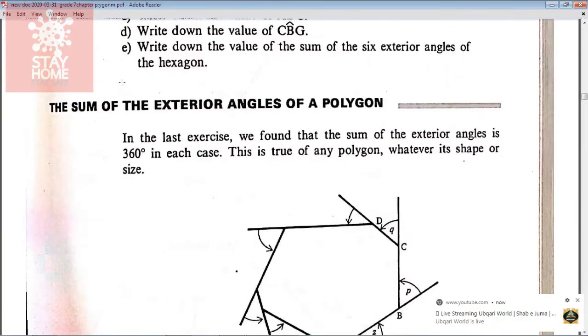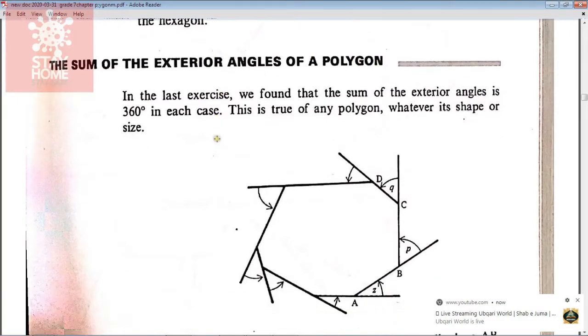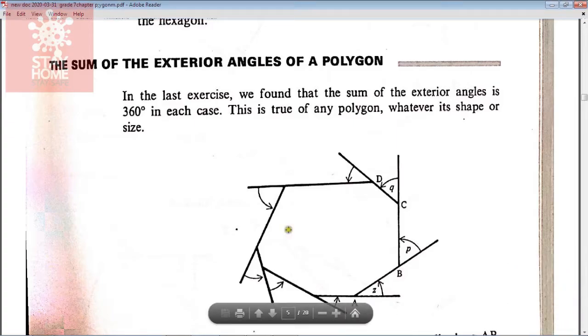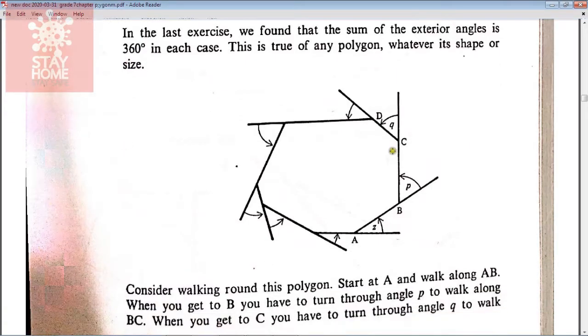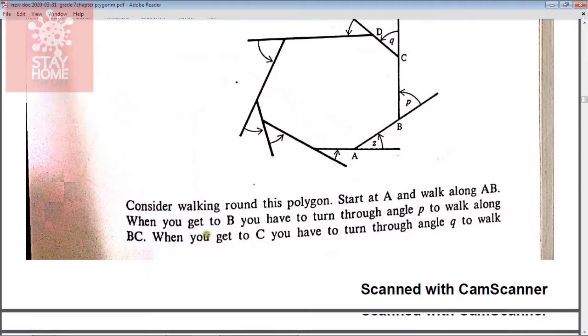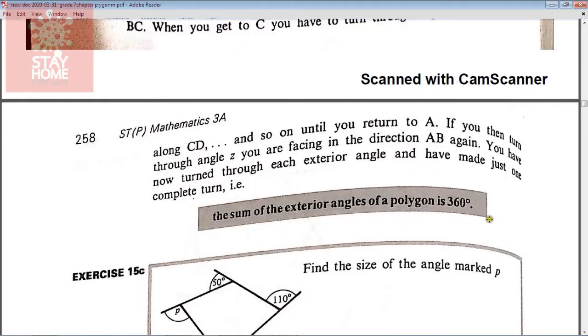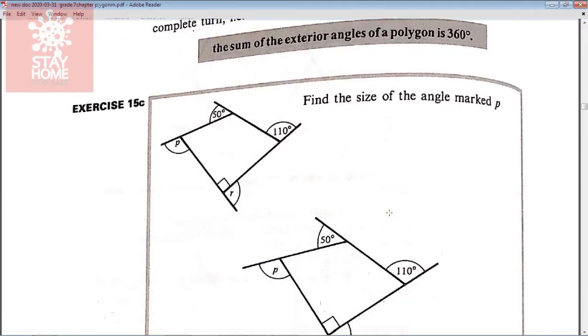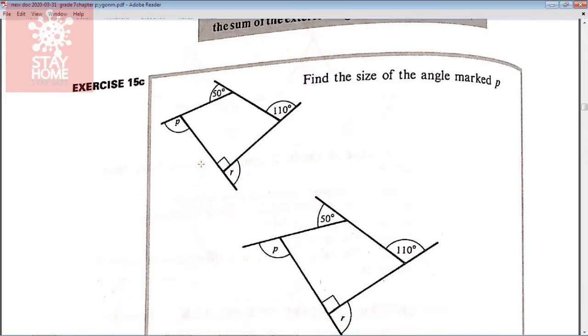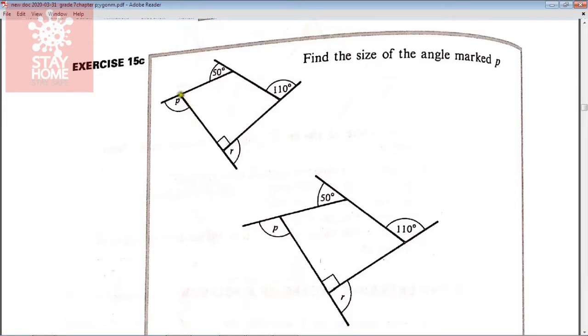This is today's topic, the sum of exterior angles of a polygon. In the last exercise we found that the sum of exterior angles is 360 in each case. Whether it is a triangle, a quadrilateral, a rhombus, whatever, the exterior angle sum is 360. These are the exterior angles. This is the rule: 360. With the help of this rule, how can we find R and P?